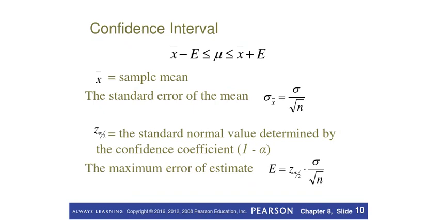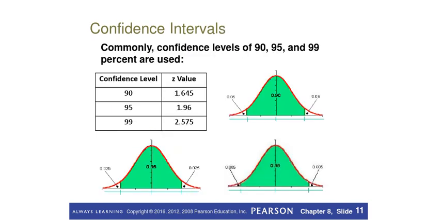Remember that we're going to take our mean minus the maximum error of the estimate, which we sometimes call our margin of error. We're going to take our mean minus the margin of error and our mean plus the margin of error, where we take that margin of error to be z alpha over 2 times sigma, the population standard deviation, divided by the square root of n.